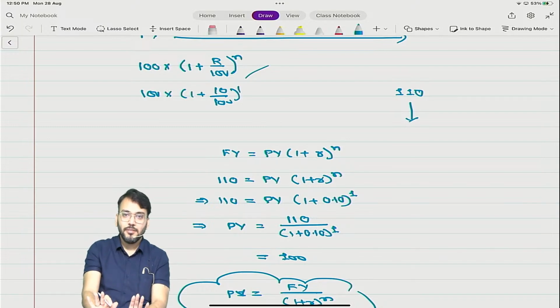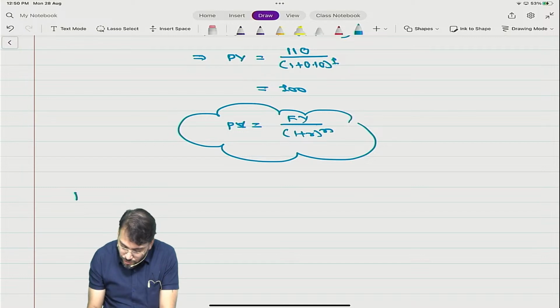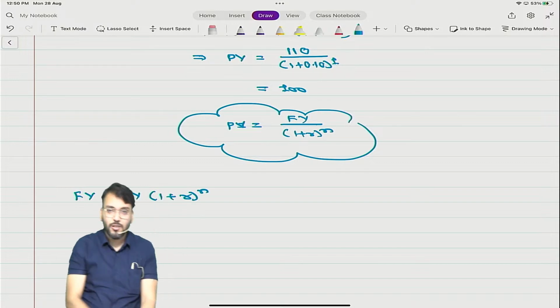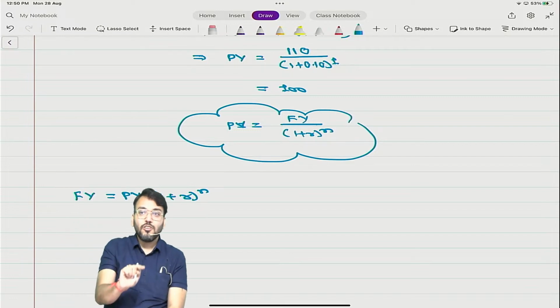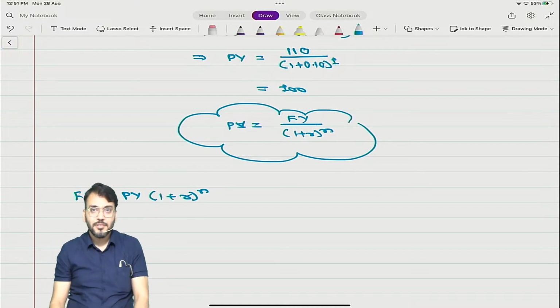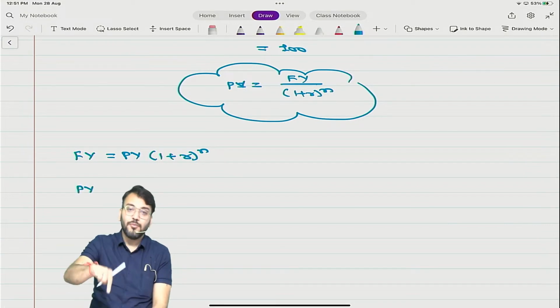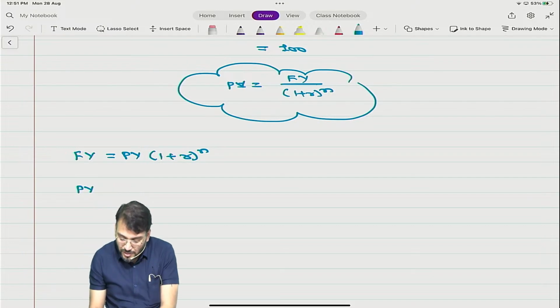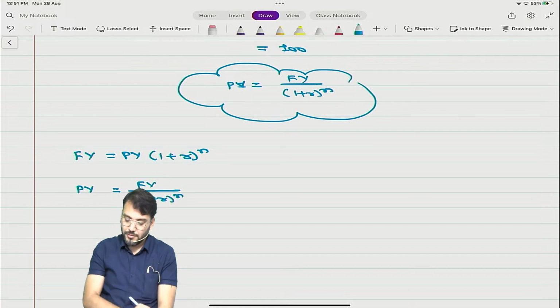Have you understood this point? Once again, what is the formula for present value? Future value is equal to present value times 1 plus r to the power n. You understood this formula? Correct? So now from this we are deriving how to calculate present value from future value. So we'll say present value is equal to future value divided by 1 plus r to the power n. This is the formula.